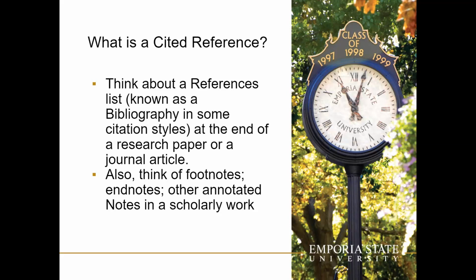But it's anything that would be a list of actual references at the end of a research paper, a journal article, or other scholarly work that have actually been referred to, utilized, or cited within the context of that work. Now, depending upon the age of the item, you might have footnotes at the end of a specific page. You might have endnotes that are annotated or described at the end of a chapter or at the end of a scholarly work. Those can also be considered cited references.